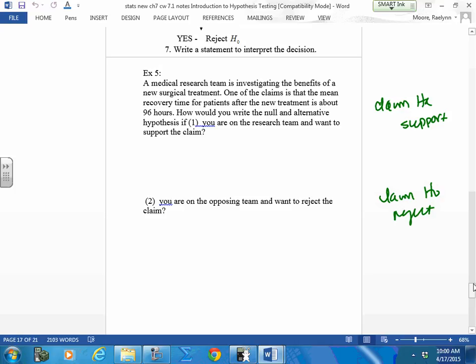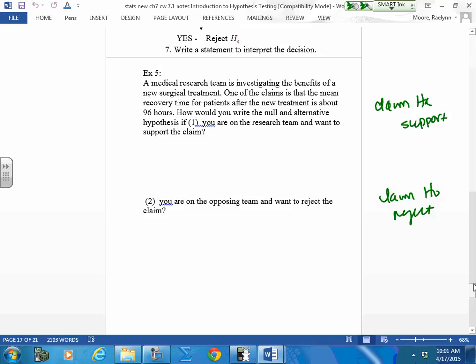Let's take a look at an example and see if we can work through this. A medical research team is investigating the benefits of a new surgical treatment. One of the claims is that the mean recovery time for patients after the new treatment is about 96 hours. But hang on, read the rest. How would you write the null and the alternative if you are on the research team and you want to make a statement that someone can support your claim? So we can't have an equals in this because we got to have something without an equal.